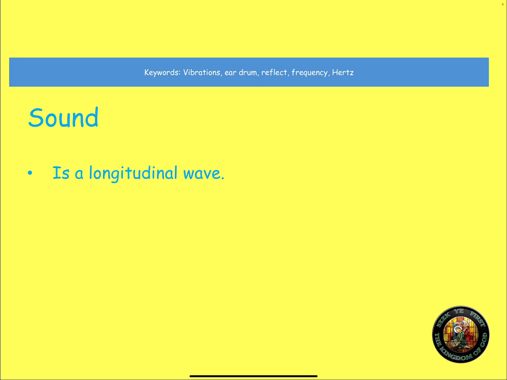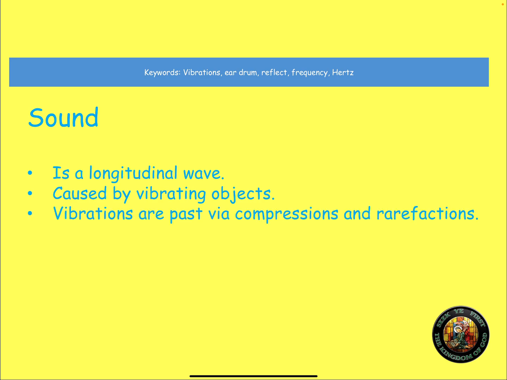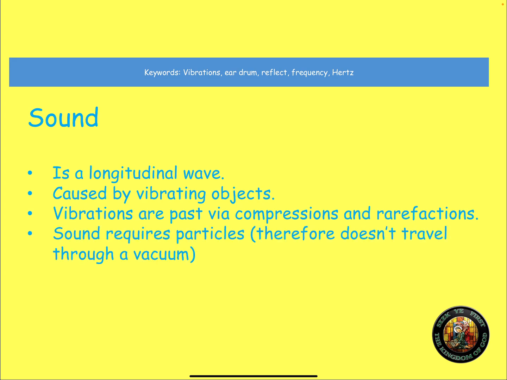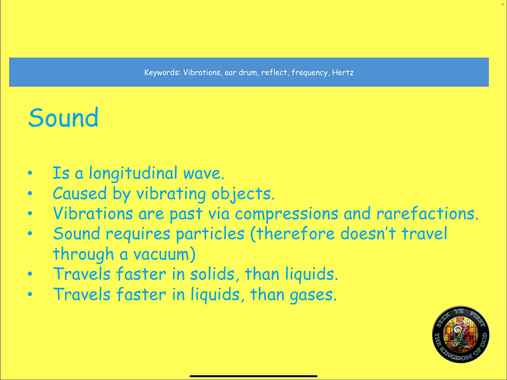Sound, as we have said, is a longitudinal wave caused by vibrating objects. Vibrations are passed via compressions and rarefactions. Sound requires particles, therefore it doesn't travel through a vacuum. Sound travels faster in solids than liquids. See if you can figure out why the speed of sound is faster in a solid than a liquid, and sound travels faster in liquid than gases.